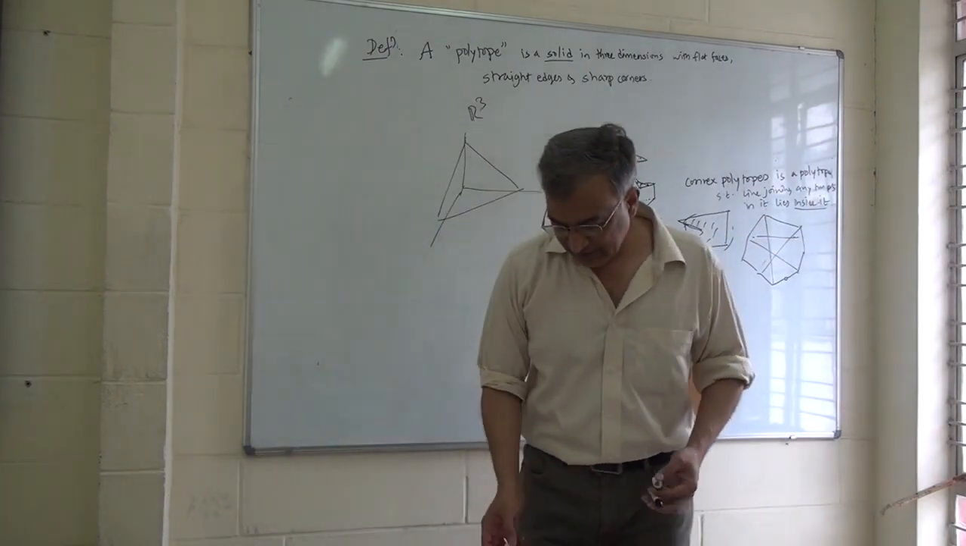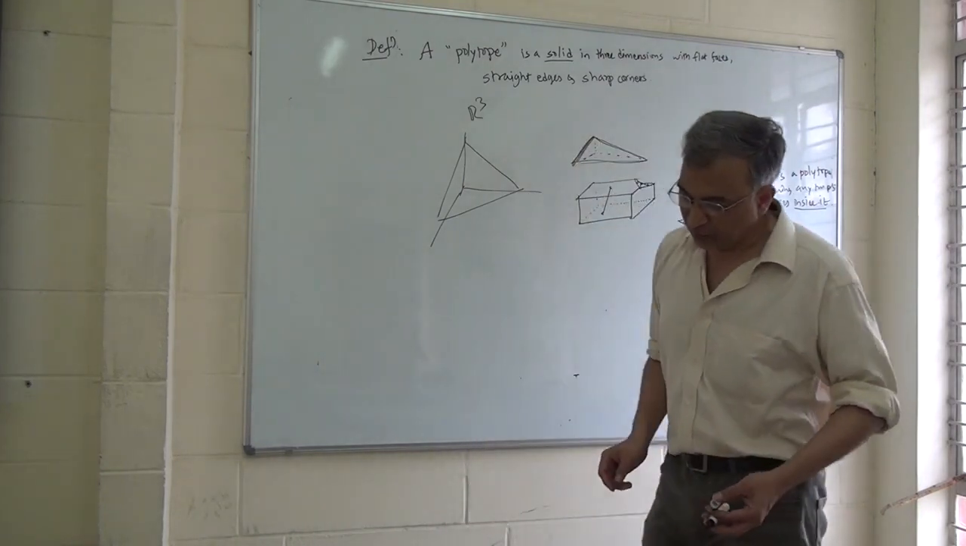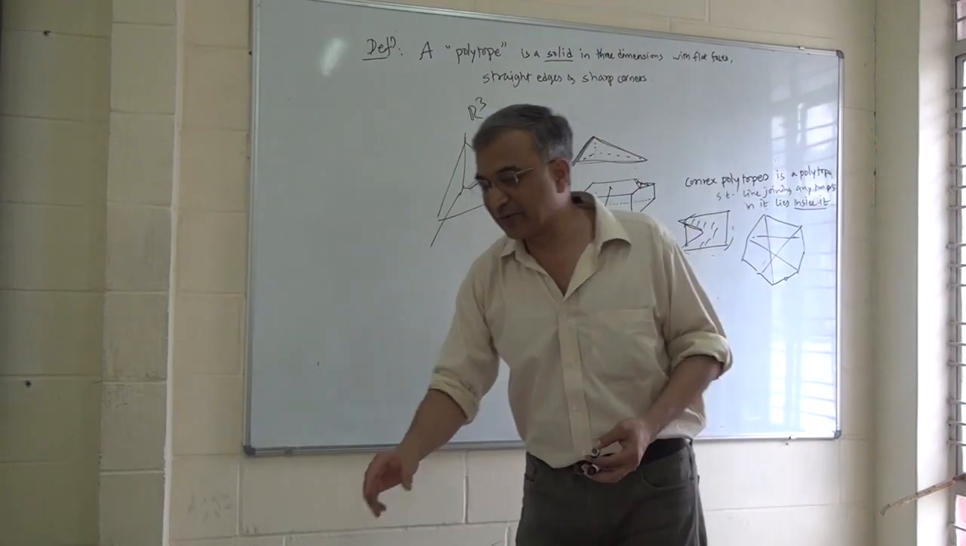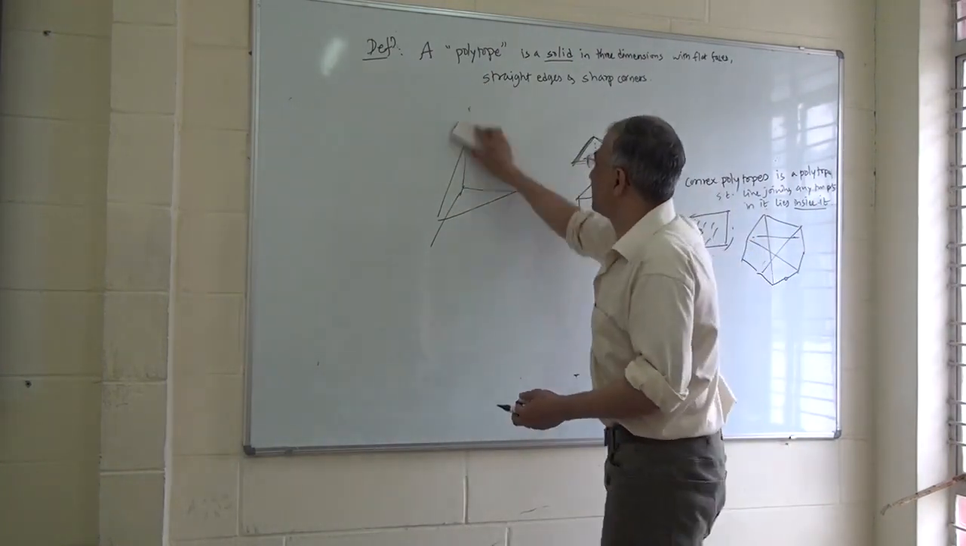And now what is a Platonic solid? So a Platonic solid is a convex polytope. But among convex polytopes also there is a tremendous amount of regularity. So what is that regularity?